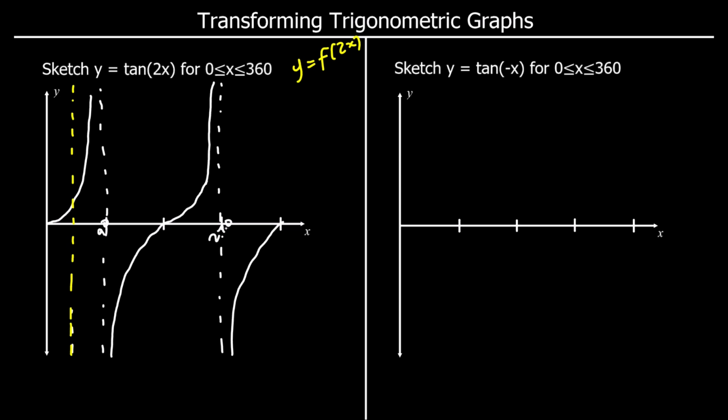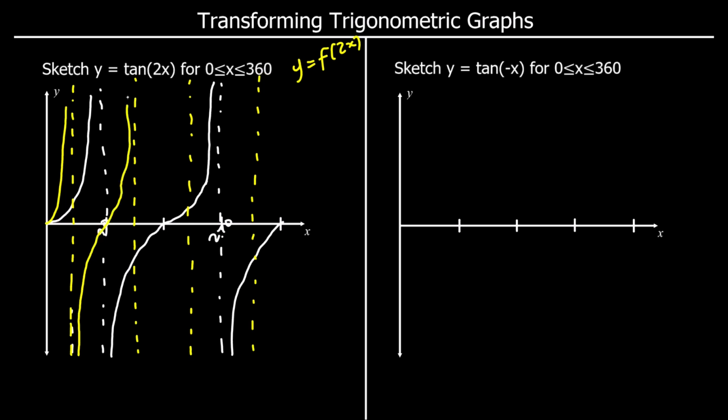Instead of 270, we're going to have 135. And this just repeats every 90 degrees now. So instead of repeating every 180, it's halved. It's repeating every 90 degrees. So we're going to get the same shape, but it's just repeating every 90 instead of every 180.